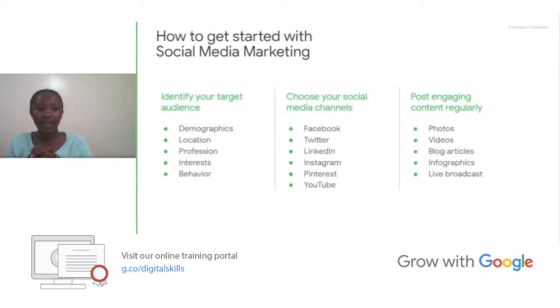So, how to get started in social media marketing. The first thing you need to do is to define your audience. Knowing who your target audience is is very important. You need to know who they are, what they're into, who and what influences them, and when they are usually online. You don't want to be advertising in the morning, and maybe your target audience is really active in the afternoon.